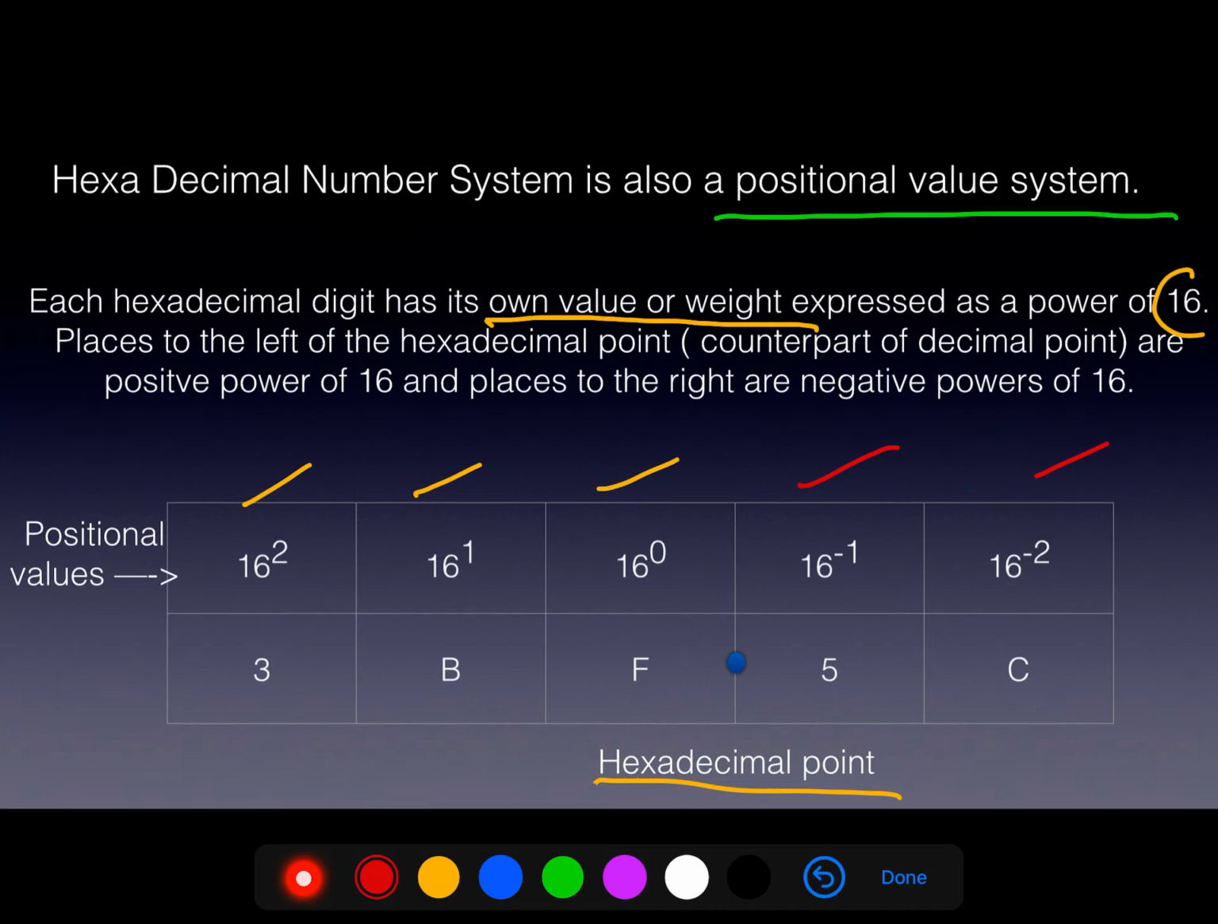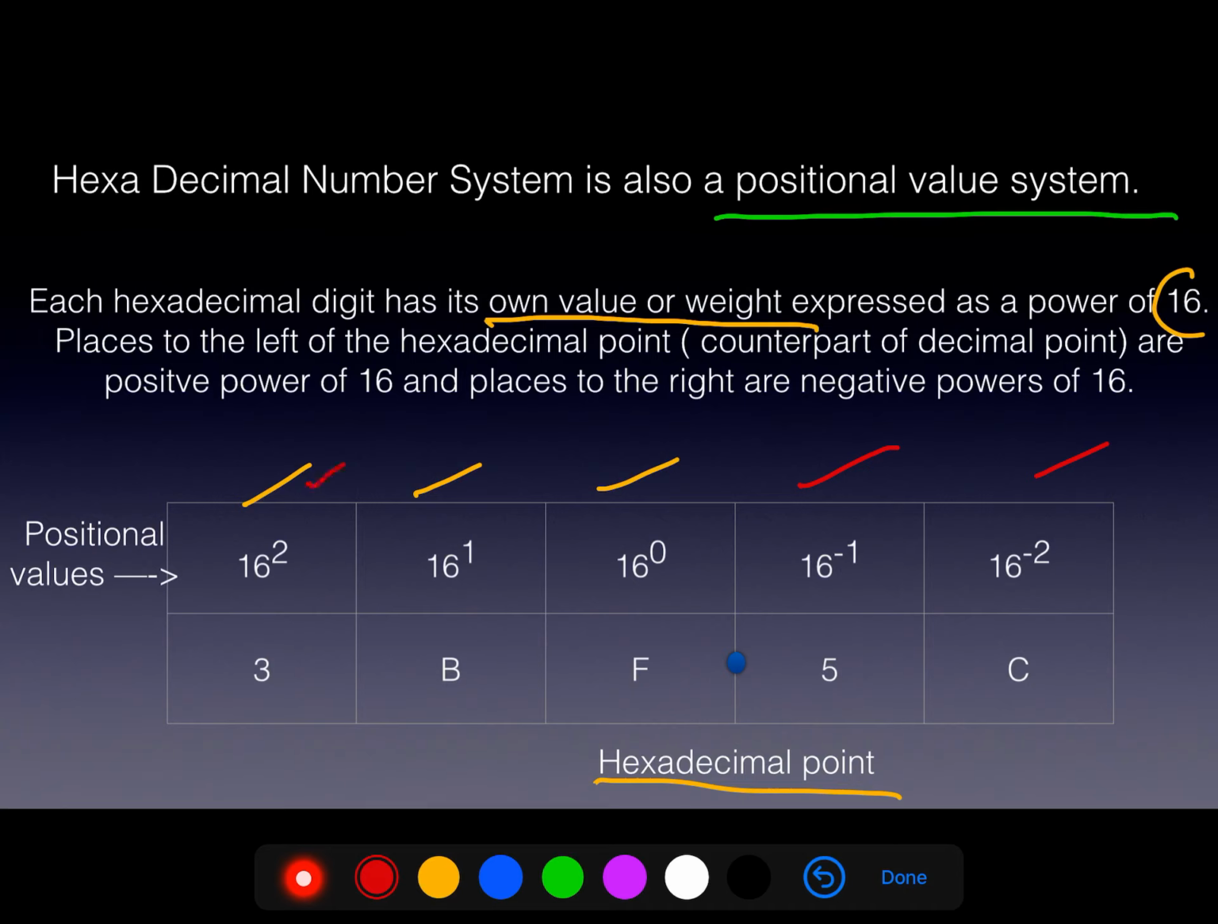As we can see here, we have a number 3BF.5C. The position, as you can see, increases when we are moving from right to left. So it is 16 raised to the power 0, 16 raised to the power 1, 16 raised to the power 2, and on the right side it is -1, -2.